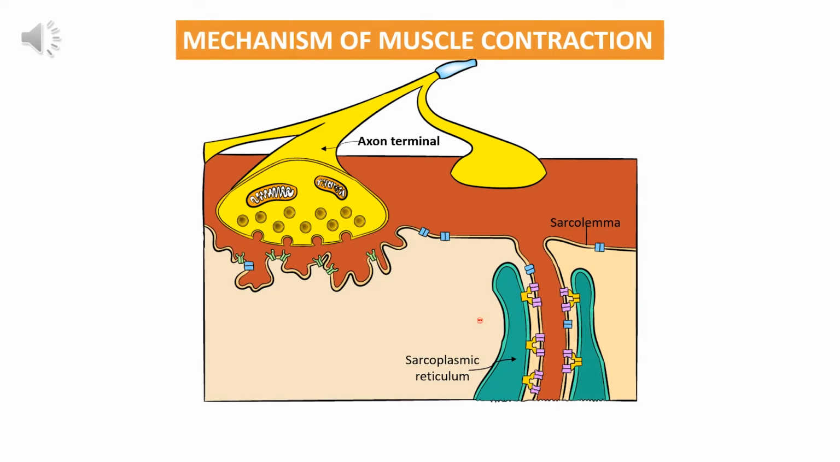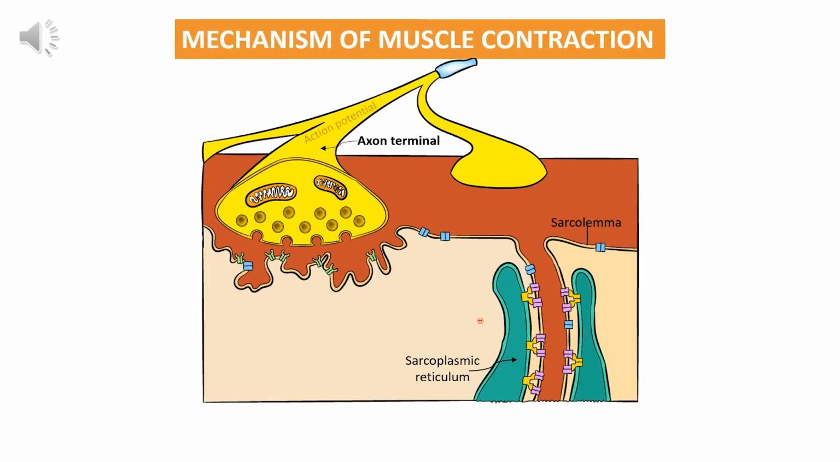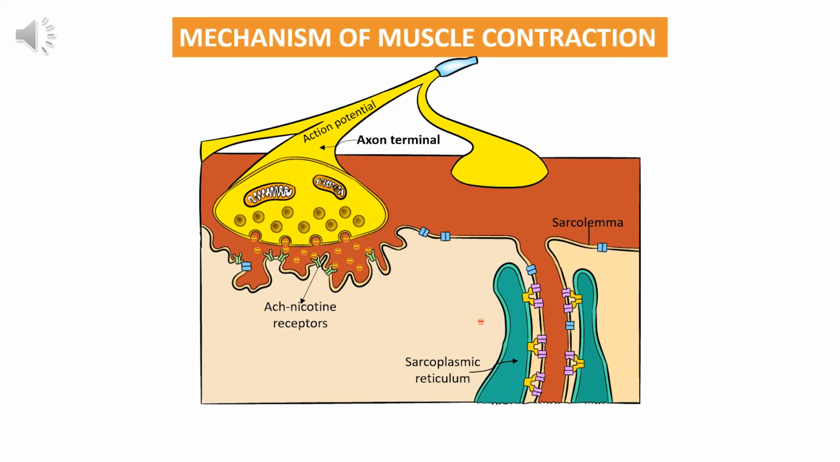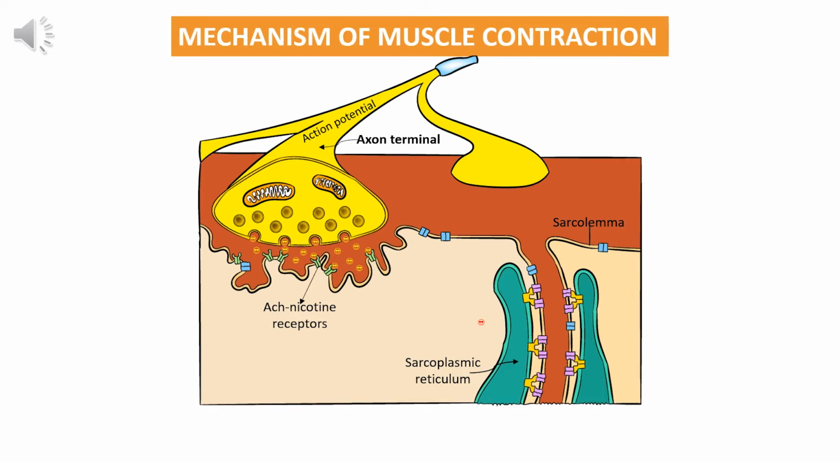Now we are going to talk about the mechanism of how muscle contraction takes place. First of all, what happens? The action potential comes from a motor nerve that innervates the muscle fiber. The nerve secretes small amounts of acetylcholine, a neurotransmitter, at the neuronal ending. Acetylcholine gated channels are opened inside the muscle fiber.